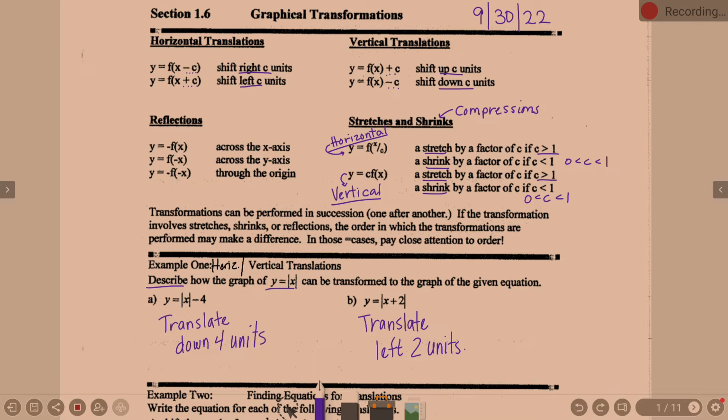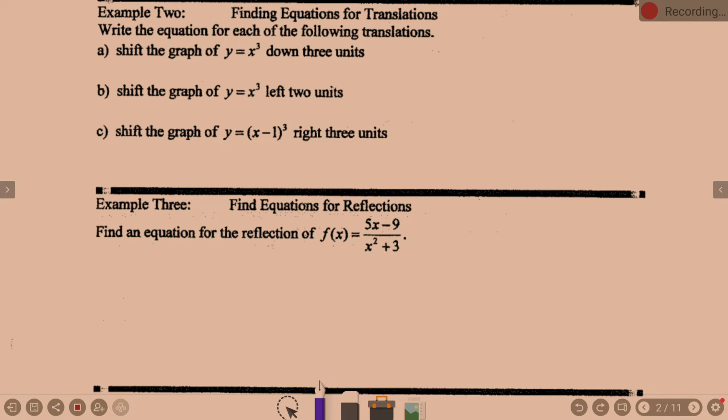Okay, easy enough. Example 2. They gave us the equation, and we had to tell what was happening. Now they're saying, you write the equation based on us telling you what is happening. So we're going to write the equation. When A, we take the graph of y equals x cubed and we shift it down 3 units.